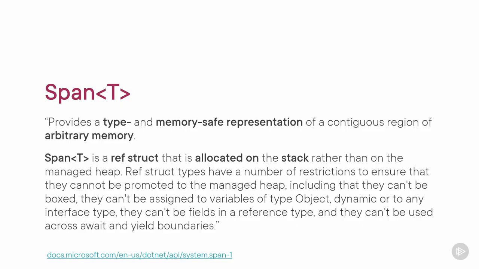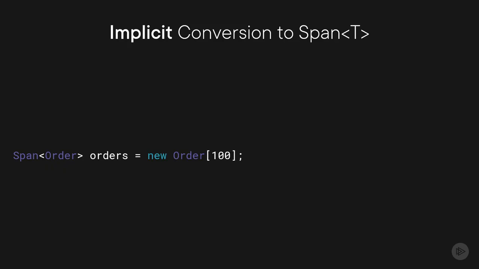We can introduce a generic type called Span<T>. The definition of a span is that it provides a type and memory-safe representation of a contiguous region of arbitrary memory. The Span<T> supports an implicit conversion from array of T, which means that if we change the variable type to Span<T>, this could be used as a span instead.